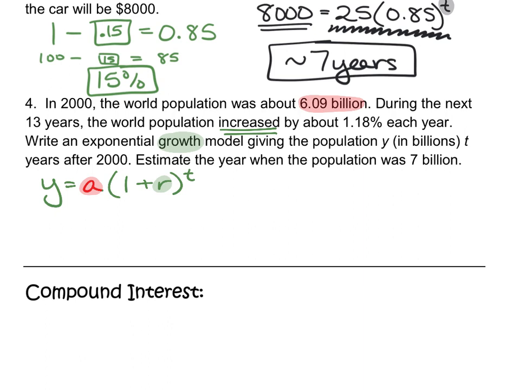6.09 billion. We're not going to write the billion part of that. We're just going to write 6.09. So we have the equation y equals 6.09 times 1 plus something to the t. Where do I get that rate from? The r value.